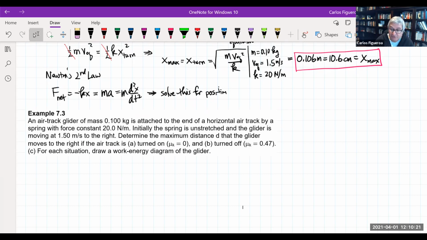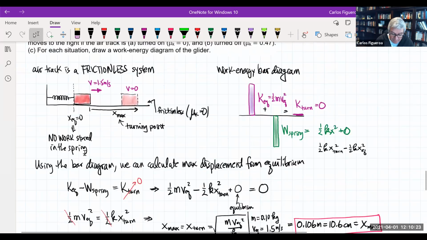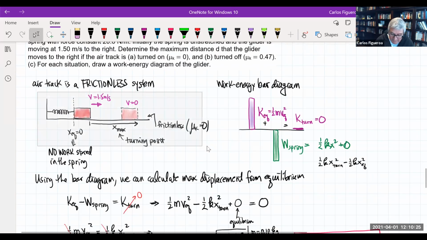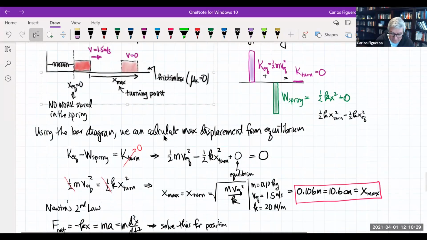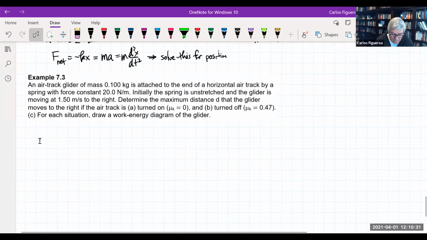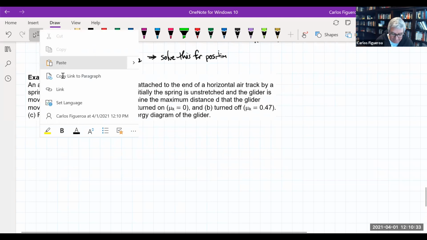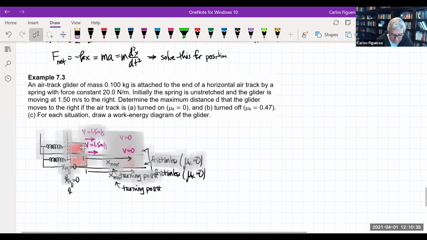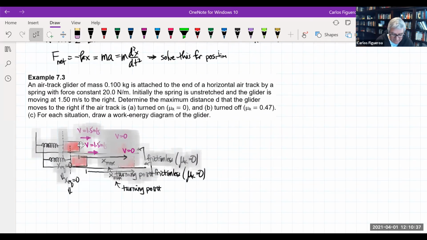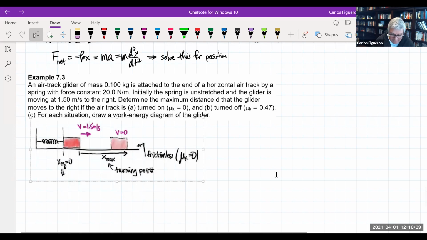So if I look at our picture, just to save a little bit of time, and I know I'm being a pain in the ass. Sorry about that.